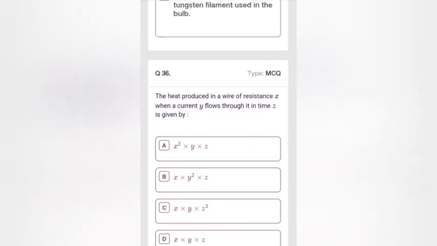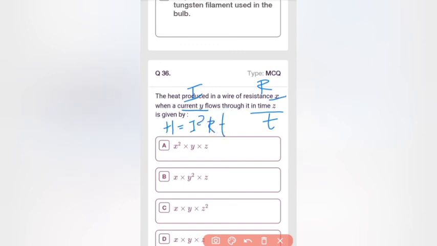The heat produced in a wire of resistance X when a current Y flows through it in time Z is given by. See, instead of resistance R they have given X, and instead of current I they have given Y, and instead of time they have given Z. Now what will be the formula for H? H is equal to I square RT, isn't it? Now instead of I, what we have? We have Y here. So Y square. Instead of R, what we have? X. Instead of T, what we have? Z. So it must be Y square XZ or XY square Z. Option B is the correct answer.